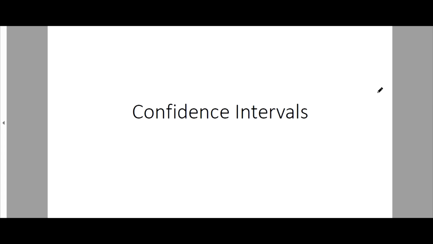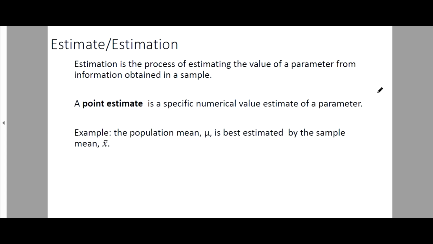Good day. We will now discuss confidence intervals. So let's start with estimation. Estimation is the process of estimating the value of a parameter, meaning this is from or based from the population, from information obtained in a sample. So we will estimate a parameter based now on our sample data.